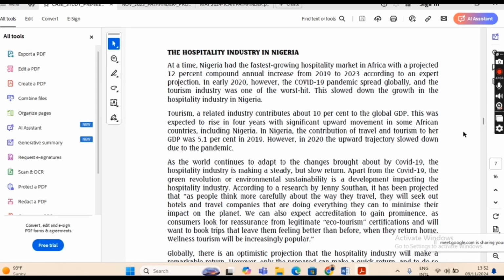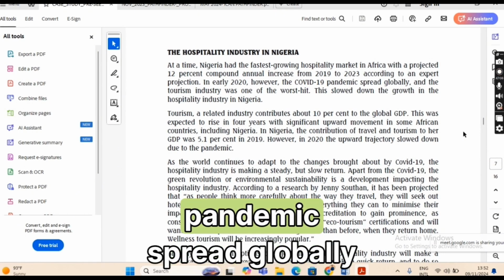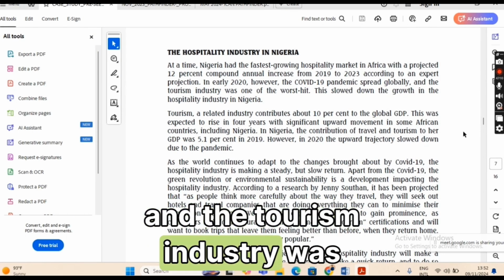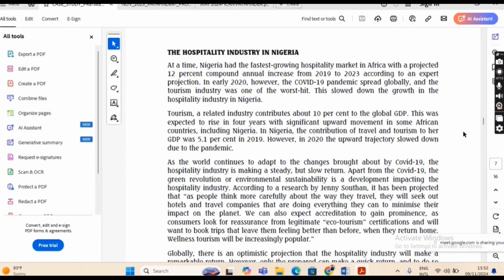In early 2020, however, the COVID-19 pandemic spread globally and the tourism industry was one of the worst hit. This slowed down the growth in the hospitality industry in Nigeria. You can see that before now, it had been projected that there would be an increase in the industry from 2019 to 2023, but in line with the threat that actually affects the whole industry, because it affects the whole industry, the COVID-19 pandemic spread globally, and tourism was one of the worst hit. This slowed down the growth in the hospitality industry in Nigeria.